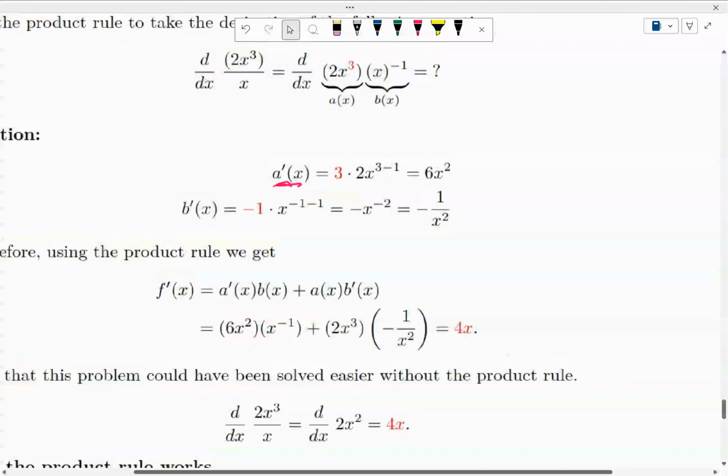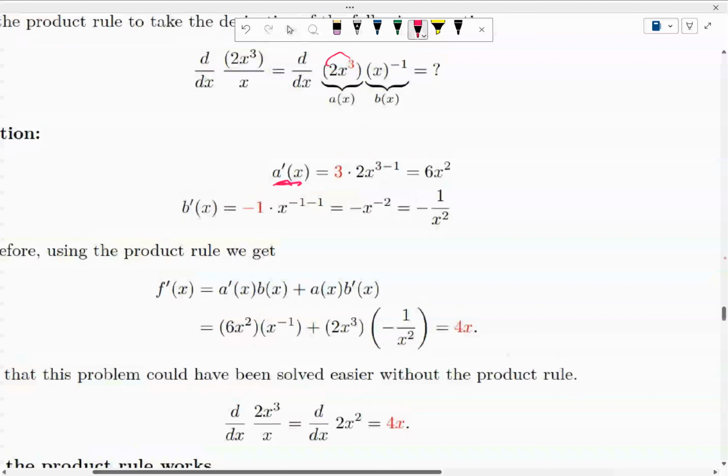If you use the power rule, 3 goes down, 3 minus 1, giving us 6x squared. Now, if we use b prime, this right here is also the power rule. You have minus 1 goes down, and then minus 1 again, giving us minus 2. So it's 1 minus 1 over x squared.